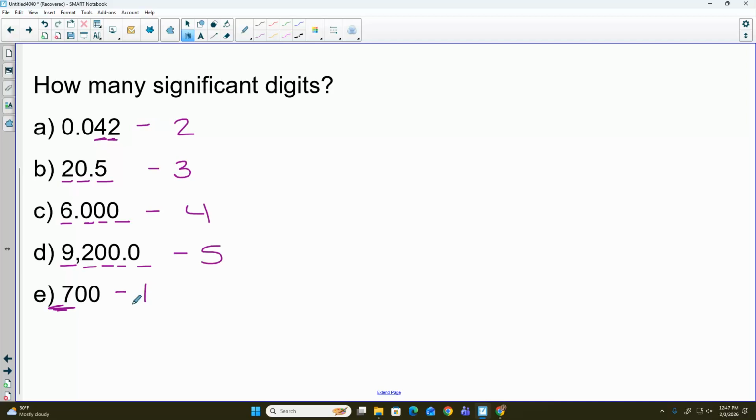If I give you 2 numbers in the problem and one is 4 significant digits and the other is 3, you have to go with the smaller number. So you match the smaller number of significant digits given.